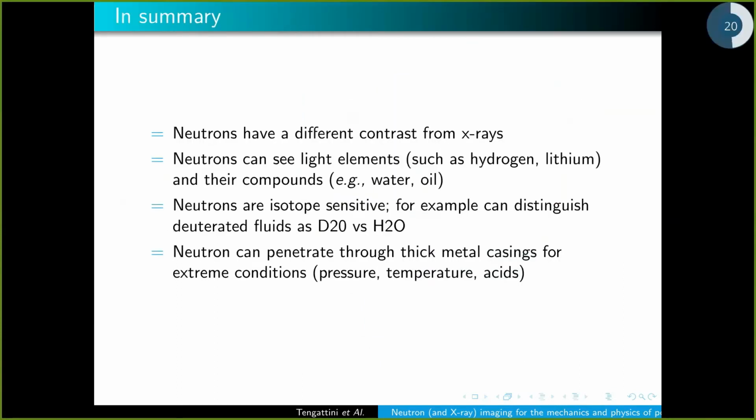So I hope in this first part, I've convinced you that neutrons are quite different from X-rays. They have a different contrast. We can see a number of light elements, and they are isotope sensitive, which can be quite convenient in being able to distinguish miscible fluids, and also that we can pass through a certain amount of metal.